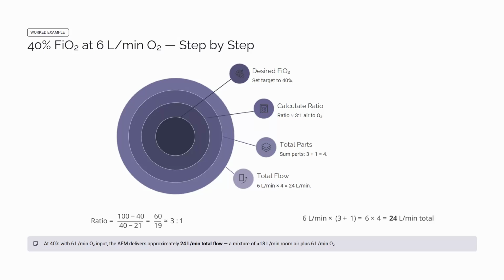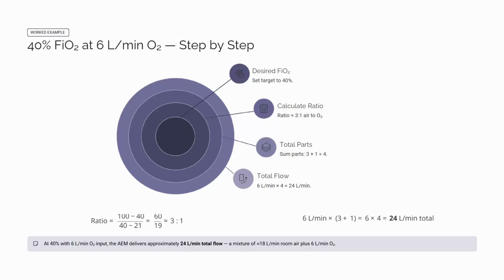The extra flow isn't coming from nowhere. It's room air pulled in by the oxygen jet. And the formula tells you exactly how much. So now one more thing to notice before we close this out. If you increase the oxygen input flow through the same adapter, say from 6 liters to 8 liters, total flow goes up along with it, but the FiO2 you selected stays roughly the same. Because the ratio itself hasn't changed, you're just pushing more of the same mixture.